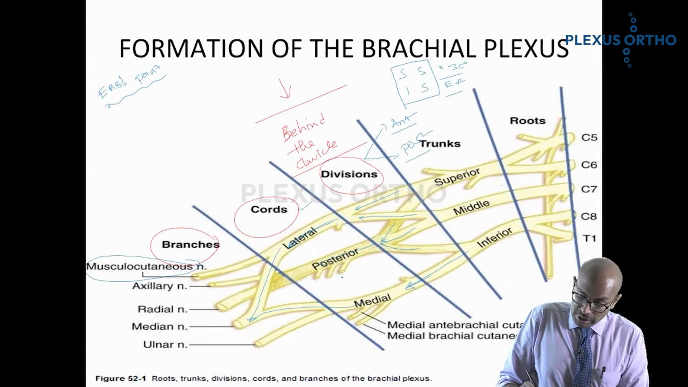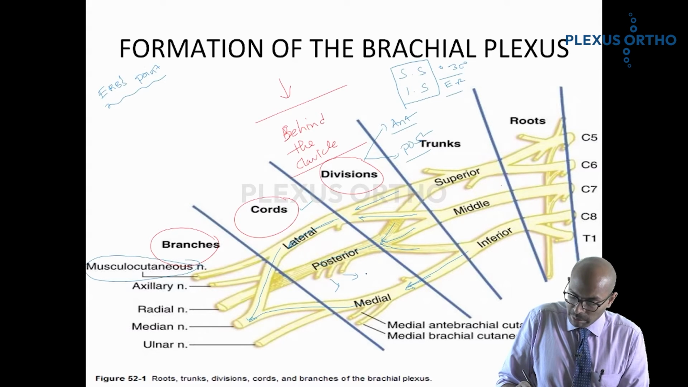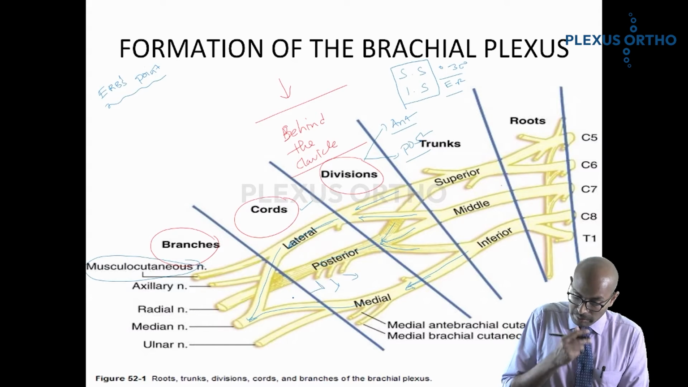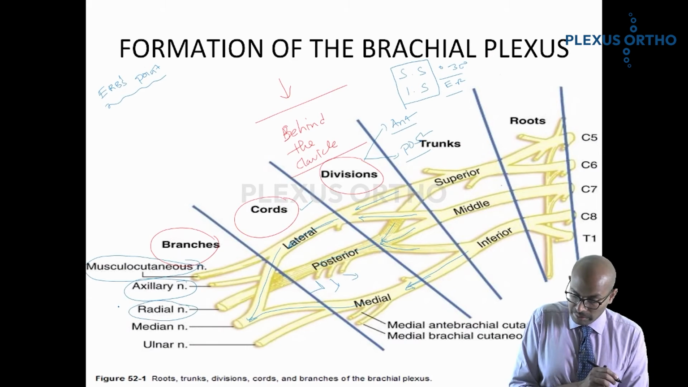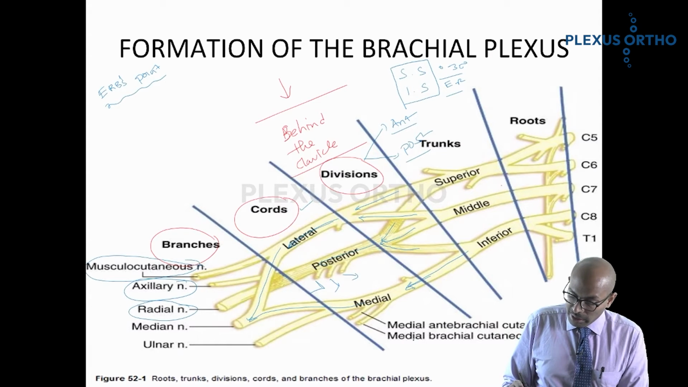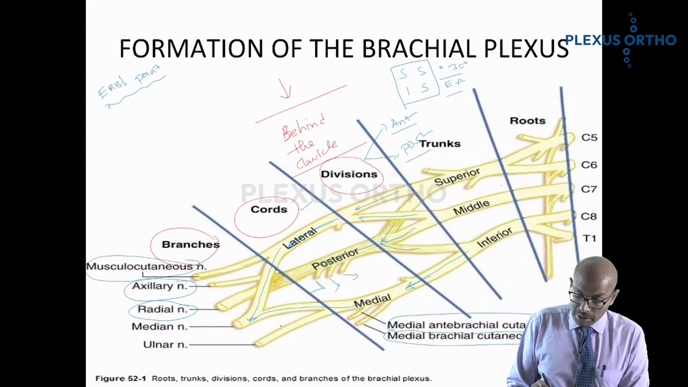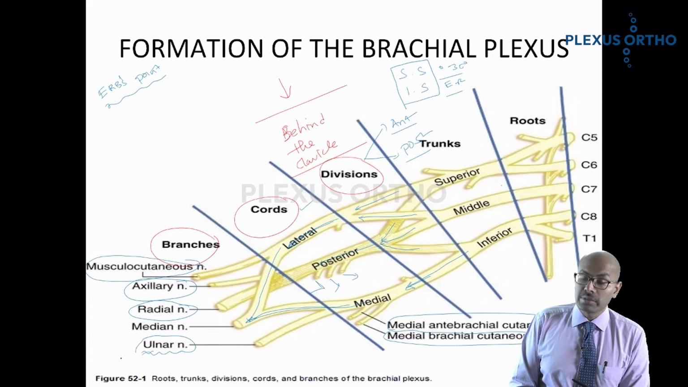So the posterior cord gives away the following branches: thoracodorsal nerve, the middle, upper subscapular nerve, lower subscapular nerve, and the terminal branches are the axillary nerve and the radial nerve, right? Medially, we have two cutaneous branches from the cord, which is a medial cutaneous branch of the arm and medial cutaneous branch of the forearm. And it also gives a contribution to the median nerve, as I've described. And the terminal branch is the ulnar nerve.